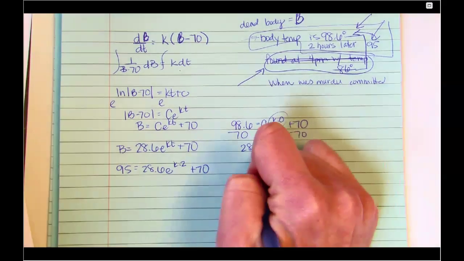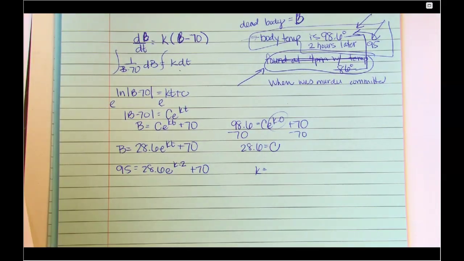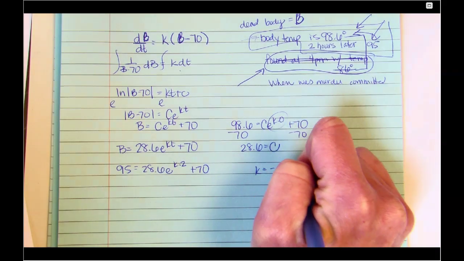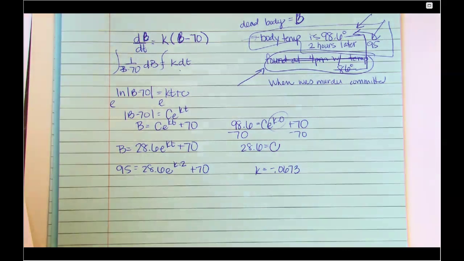What do we get for k? Negative 0.0672. Yes. Now let me ask you this question.